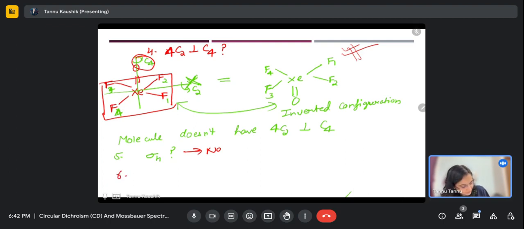So the next question we will be asking is whether the molecule has 4 sigma v. So yes, the molecule has 4 sigma v, 4 vertical planes. And what are these planes?